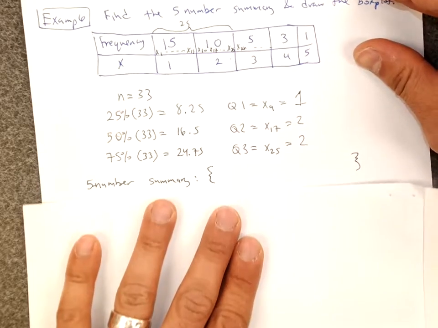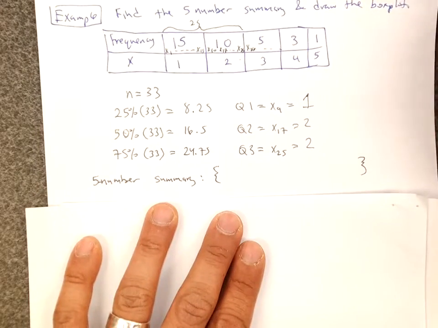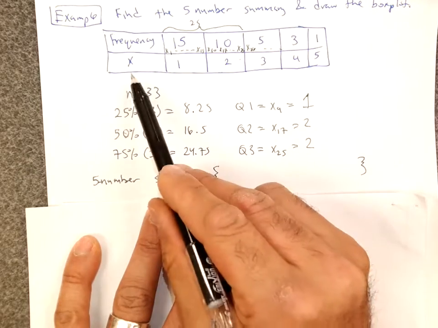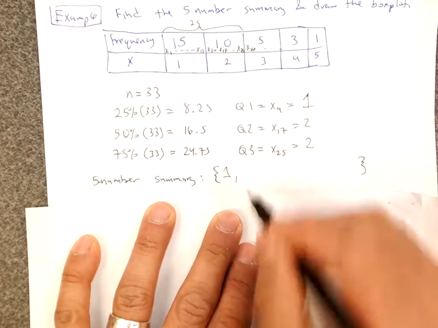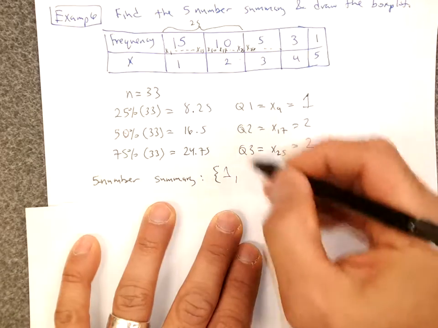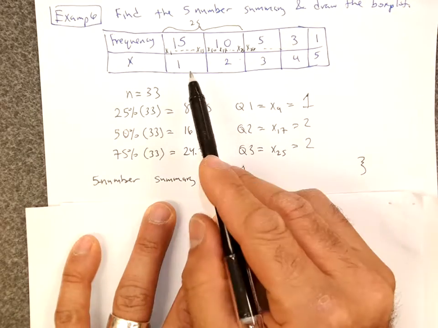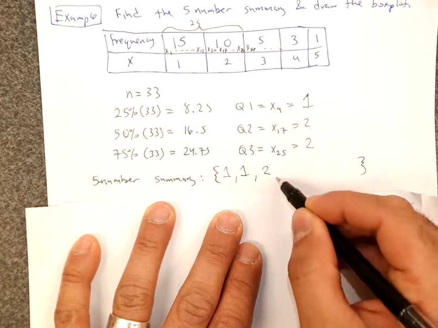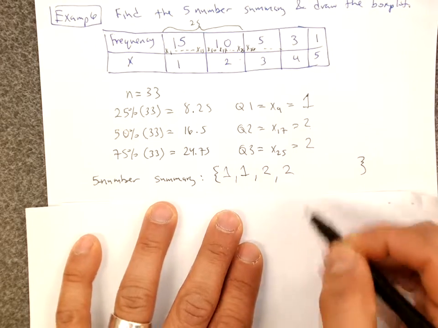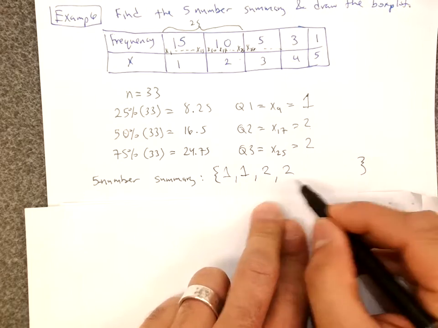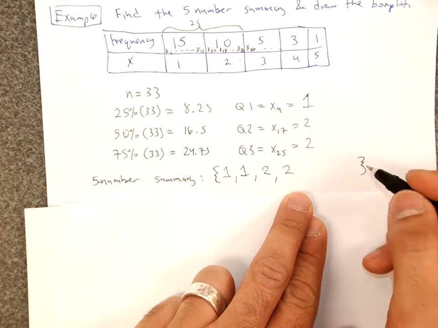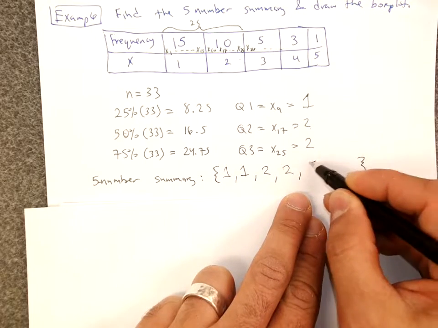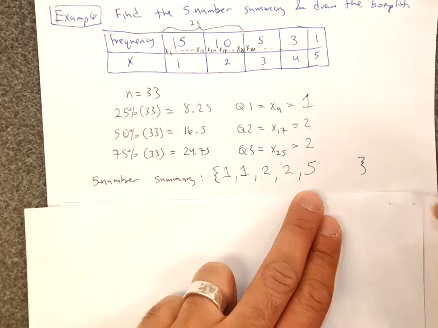Okay, so that means my 5-number summary is very interesting here. My minimum value, my smallest x value, is 1. My first quartile is also 1. That is perfectly fine. My second quartile is 2. My third quartile is also 2. So the 5-number summary can have values repeat. Okay, that is perfectly okay, and it will happen when our distribution doesn't have a lot of spread. And my maximum value is 5.